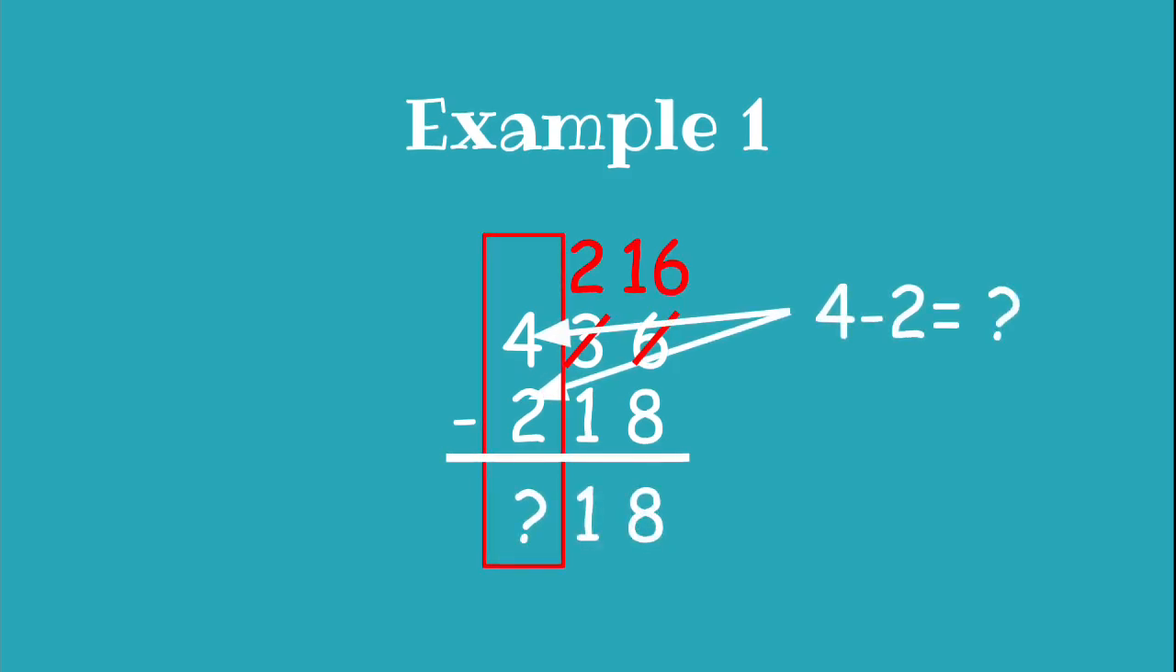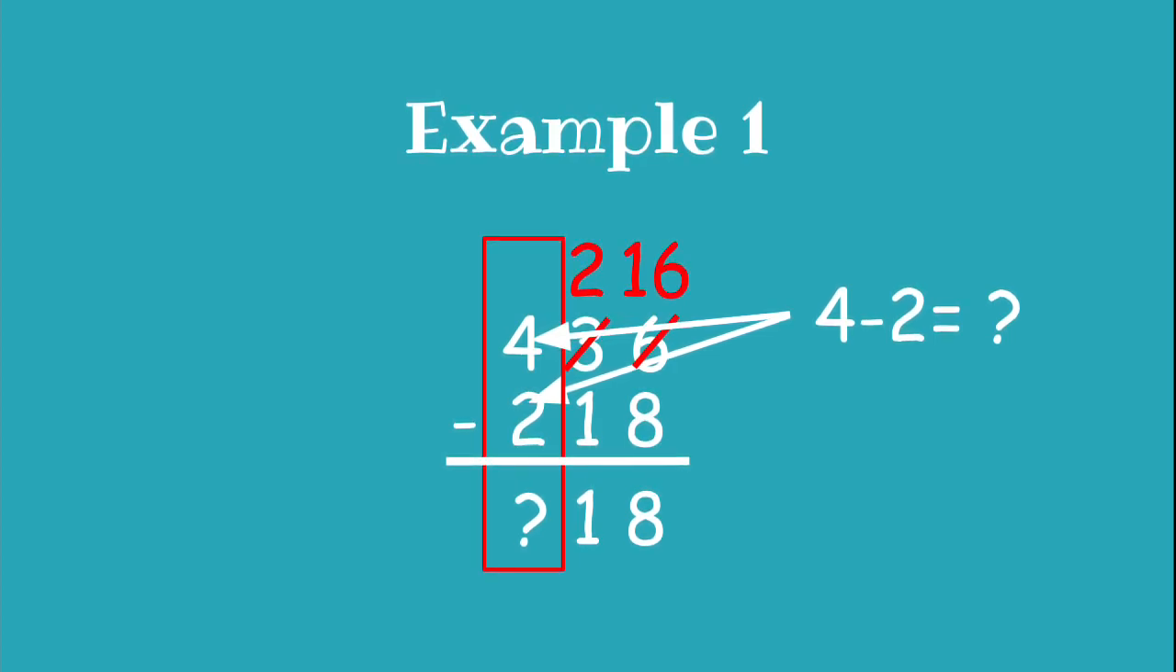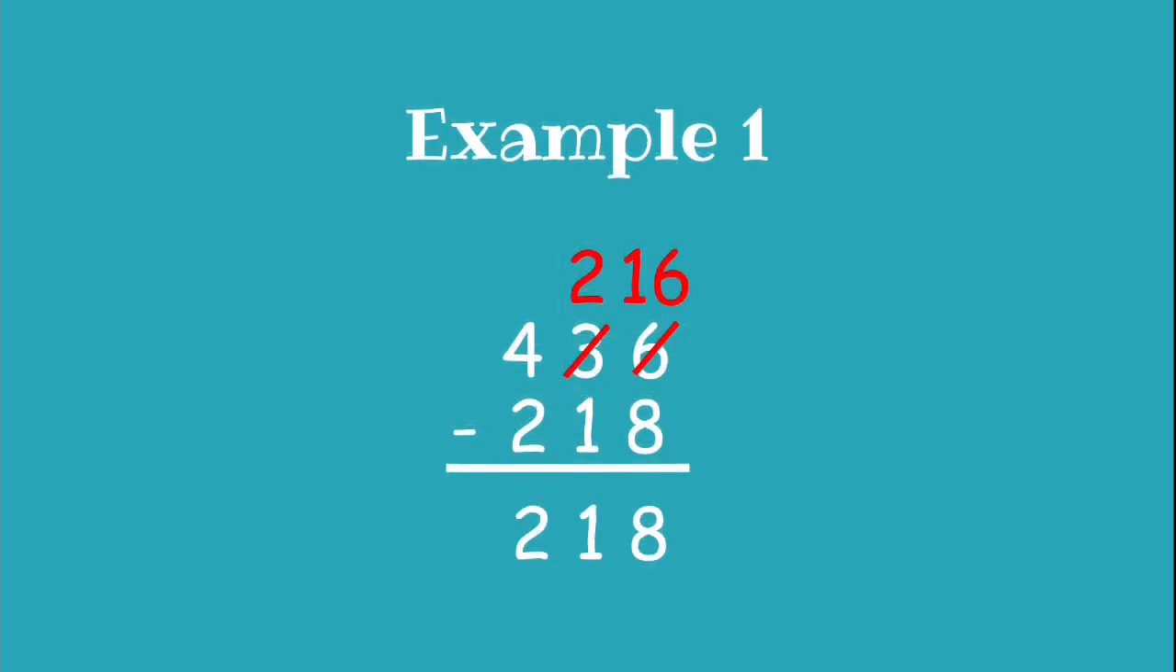Now look at the hundreds place. 4 minus 2. Is there more on the top or more on the floor? Well, 4 is greater than 2, so there's more on the top. No need to stop. 4 minus 2 equals 2. 436 minus 218 equals 218.